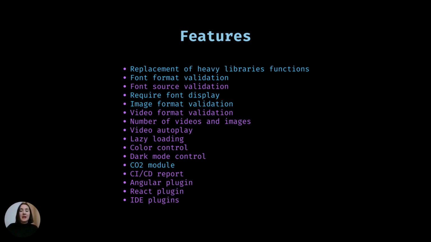This one is quite interesting because, as you might already expect, if a user doesn't scroll down through the whole website, not all resources will be loaded. So, for example, if the user doesn't want to see an image, then the image will not be downloaded, let's say. So this also doesn't require so much data caching, and thus the total number of emissions gets down. Then we also have color control, dark mode control, CO2 module. So this would show you what are the corresponding savings in emissions. And we are working on Angular, React, and IDEA plugins.